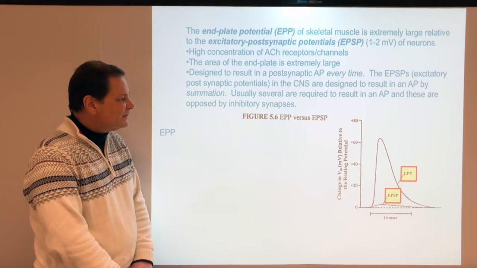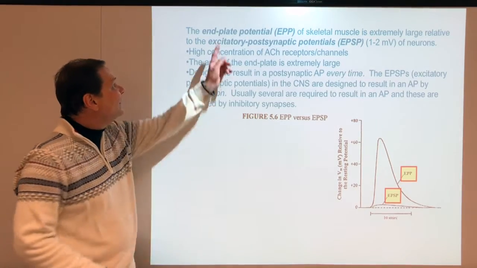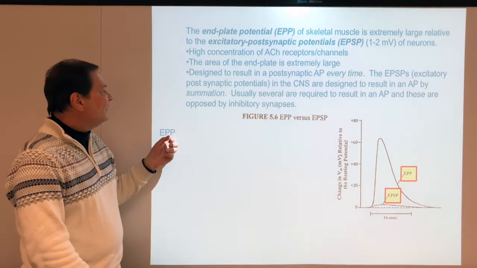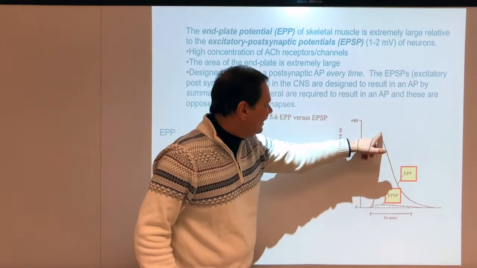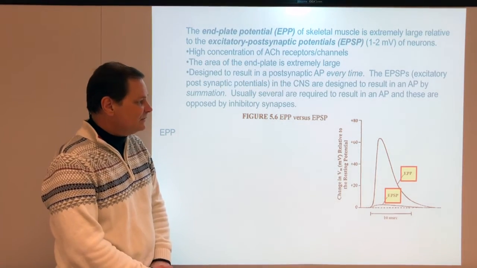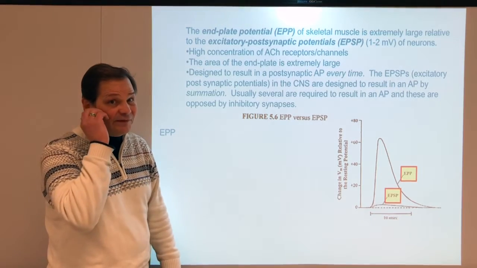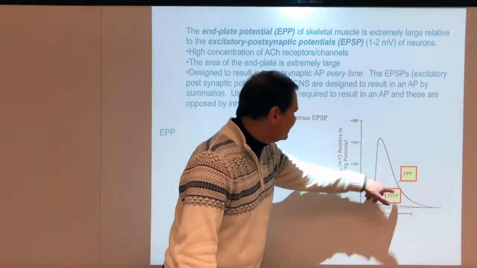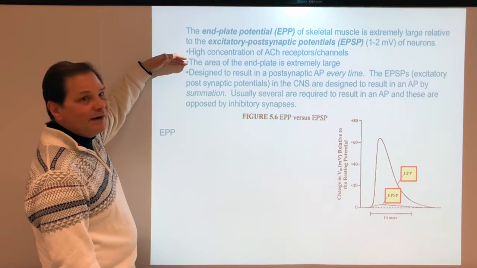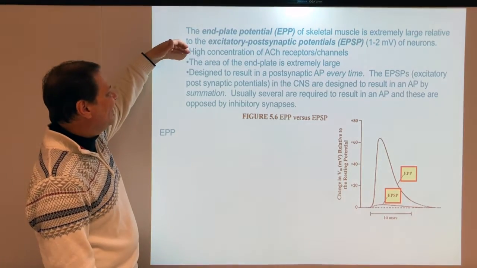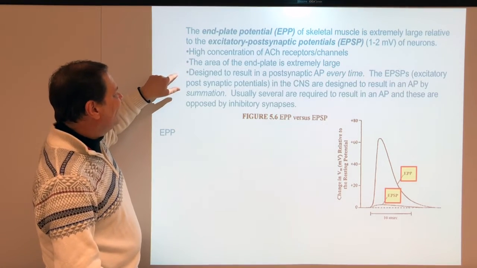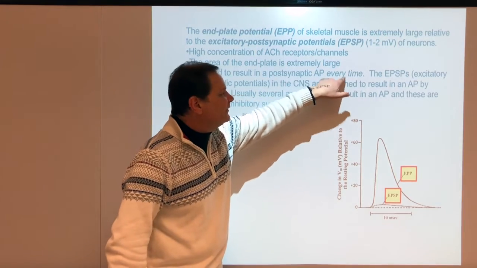The potential in a neuromuscular junction on the postsynaptic membrane has a special name. It is called an end plate potential. End plate, the postsynaptic membrane in a skeletal muscle cell, potential because the voltage is going up. Note how big this is. This is what you get in a typical synapse: EPSP stands for excitatory postsynaptic potential. That's what you get in a regular nerve-nerve synapse, let's say in the central nervous system. This is what you get in a neuromuscular junction, a huge depolarization, because you have a lot of ACh receptors. The area of the end plate is extremely large, which makes the high concentration an even bigger factor because it's spread over a really large membrane. And again, it is designed to result in an action potential every single time.